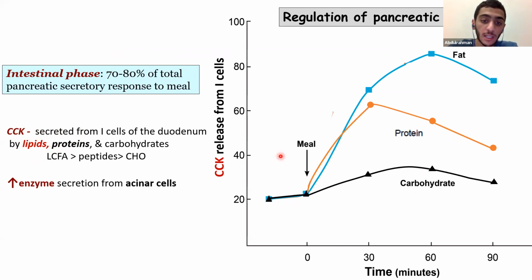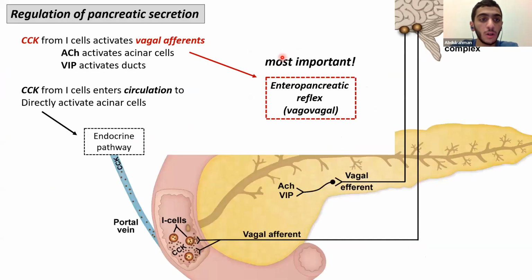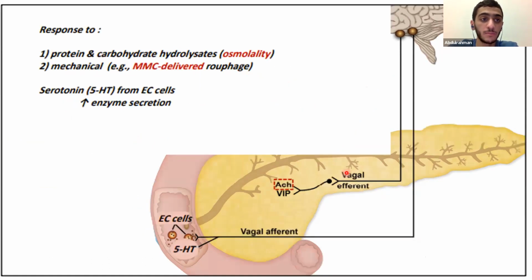And how does it do that again? 2 mechanisms: direct activation, or activating the vagus nerve, which leads to the activation of the enteropancreatic system. Now, cholecystokinin acts on the vagal afferent to release acetylcholine and VIP on the ducts, and then the CCK from the I cells enters the circulation to directly activate. This is the first mechanism, direct activation, and the second one is the enteropancreatic reflex, and both of them are working to drive more release of enzymes.